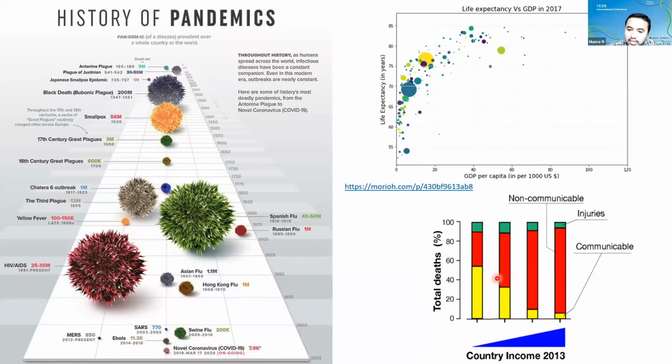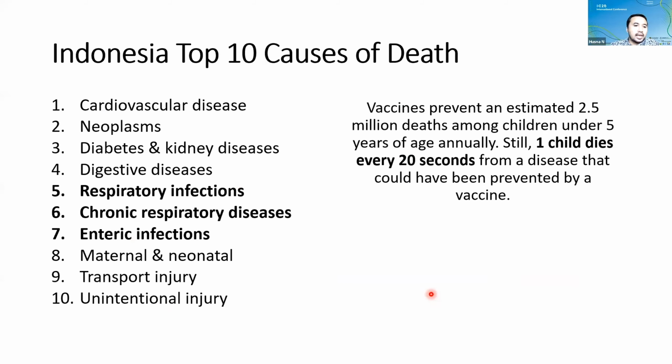But for lower income countries, the problem still comes from communicable or infectious disease itself. So this is something that will still be a challenge in Indonesia. As you can see, Indonesia's top 10 causes of death include cardiovascular disease, and infectious diseases from respiratory infections, chronic respiratory disease, and also enteric infections.